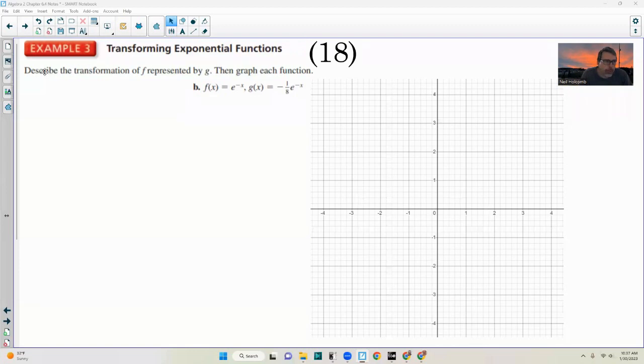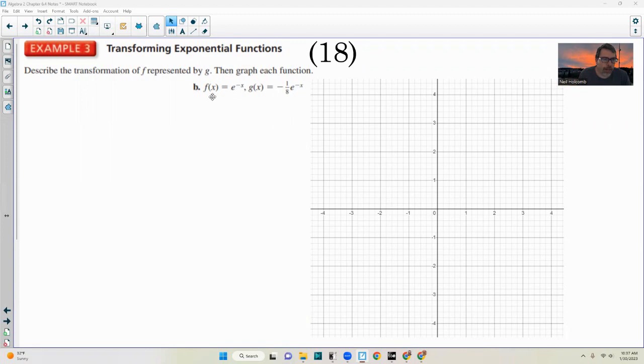Okay, example 3, another transformation. Describe the transformation of f represented by g. This is example 3b. Then graph each function. So f of x is e to the negative x, and g of x is negative 1/8 e to the negative x.